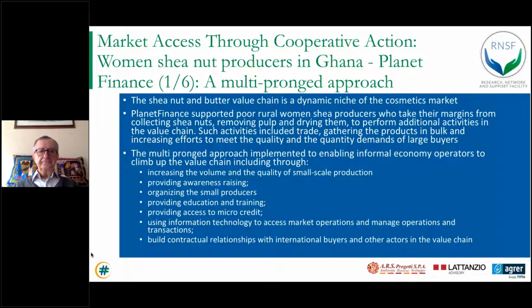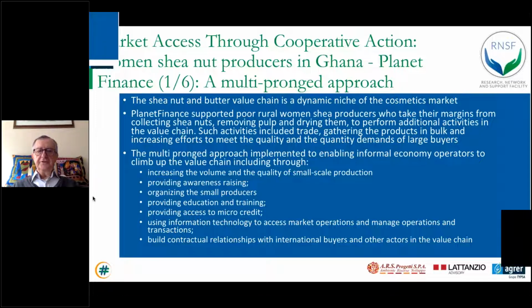of large buyers. The multi-pronged approach implemented to climb up the value chain included increasing the volume and the quality, the provision of awareness raising, organizing the small producers in community groups, providing education and training, providing access to credit, using information technology to access market information and manage operations and transactions, and building contractual relationships with international buyers and other actors in the value chain. So these are all the activities of the project that we are going to present now.